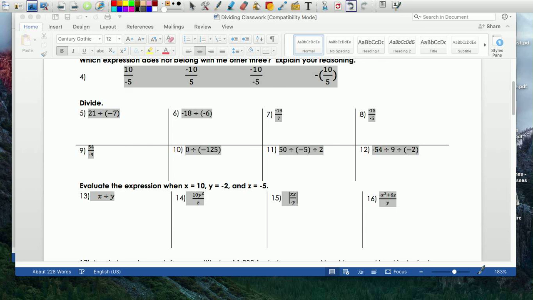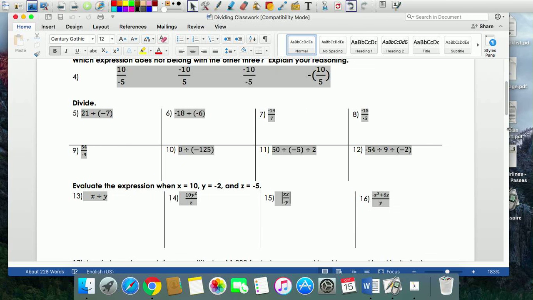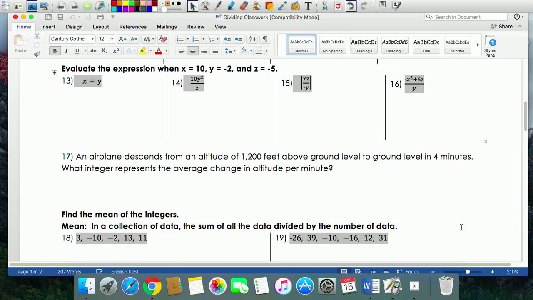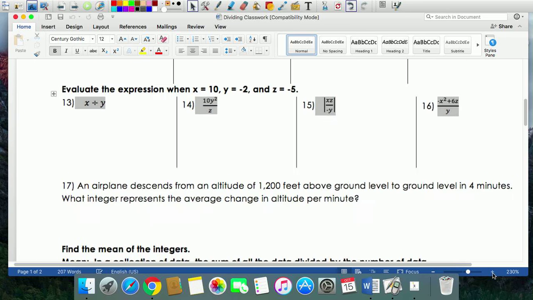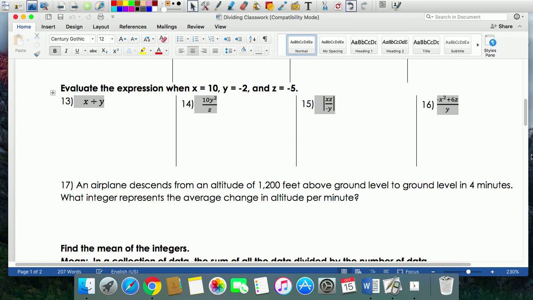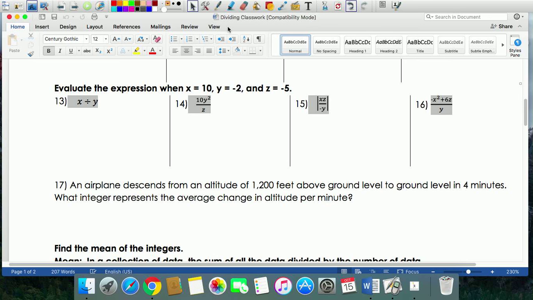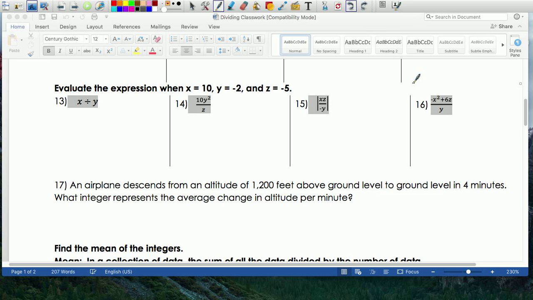Can I make this even bigger? I can. Alright, so this one, I want to make sure that you are completely okay with. One of the most important things here is how you do the substitution. And by substituting correctly, the rest should be a matter of order of operations.